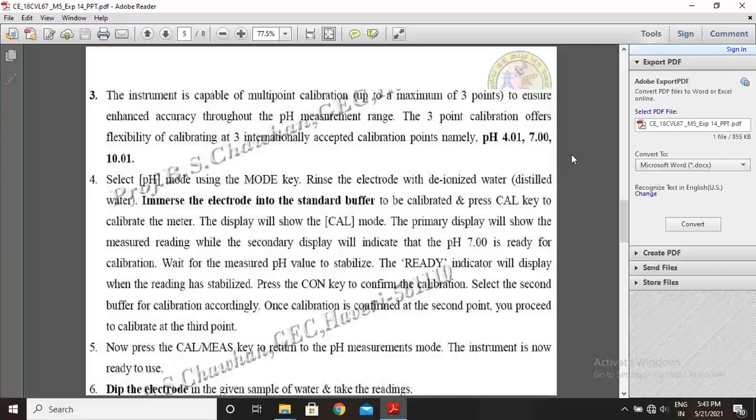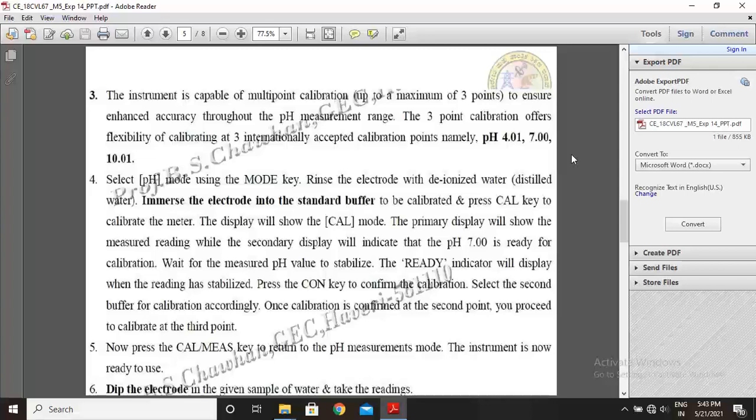Rinse the electrode with deionized water, that is double distilled water. Immerse the electrode into the standard buffer solution to be calibrated and press the calibration key to calibrate the meter. The display will show the calibration mode. The primary display will show the measured reading, while the secondary display will indicate that pH 7 is ready for calibration. So now you do the calibration with respect to the pH 7 value.